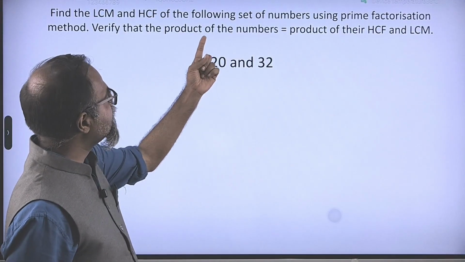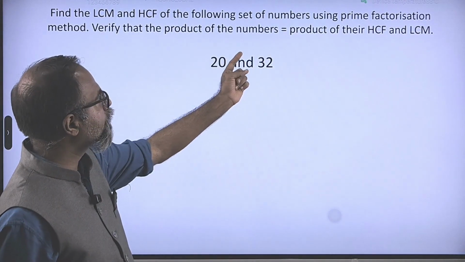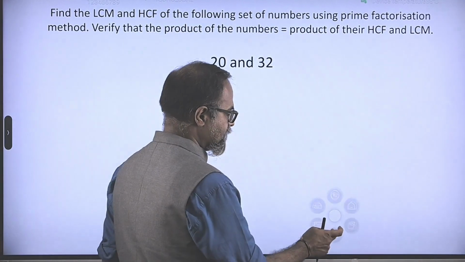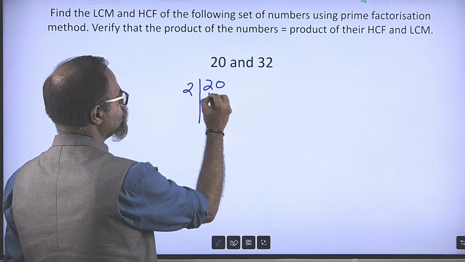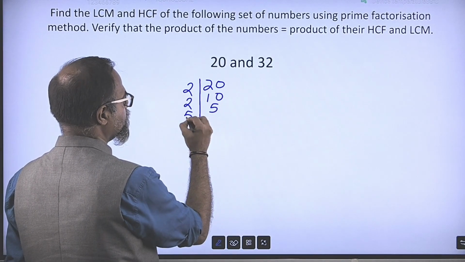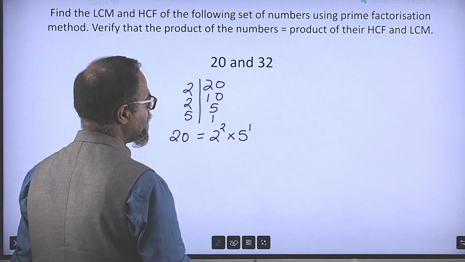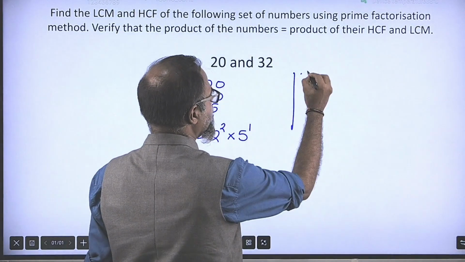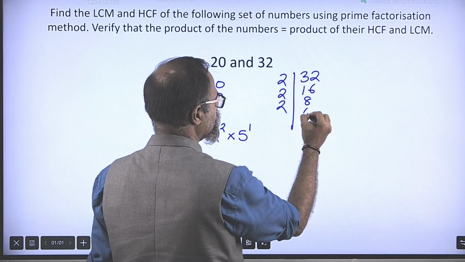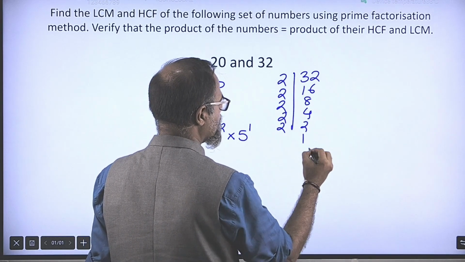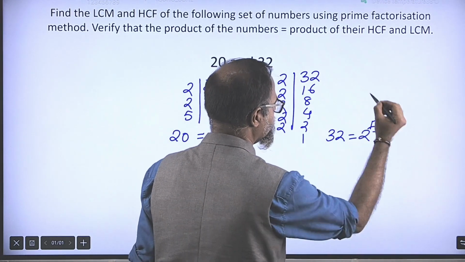Find the LCM and HCF of the following set of numbers using the prime factorization method. Verify that the product of the numbers is the product of their HCF and LCM. So first, let us prime factorize 20. 2 tens are 20, 2 fives are 10, and 5 ones are 5. So 20 is nothing but 2 square multiplied by 5 to the power 1. And prime factorizing 32: 2 16s are 32, 2 8s are 16, 2 4s are 8, 2 2s are 4, 2 1s are 2. So 32 can be written as 2 to the power 5.